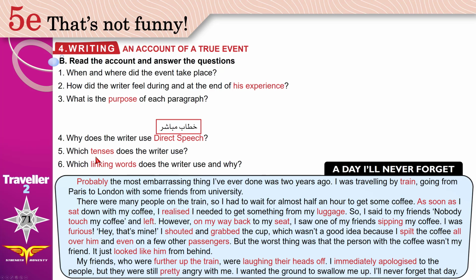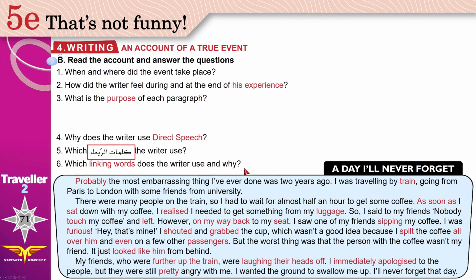5. Which tenses does the writer use? Tenses like past simple, present progressive. 6. Which linking words, like but, or, and, because, does the writer use and why? Now let's first read the account.